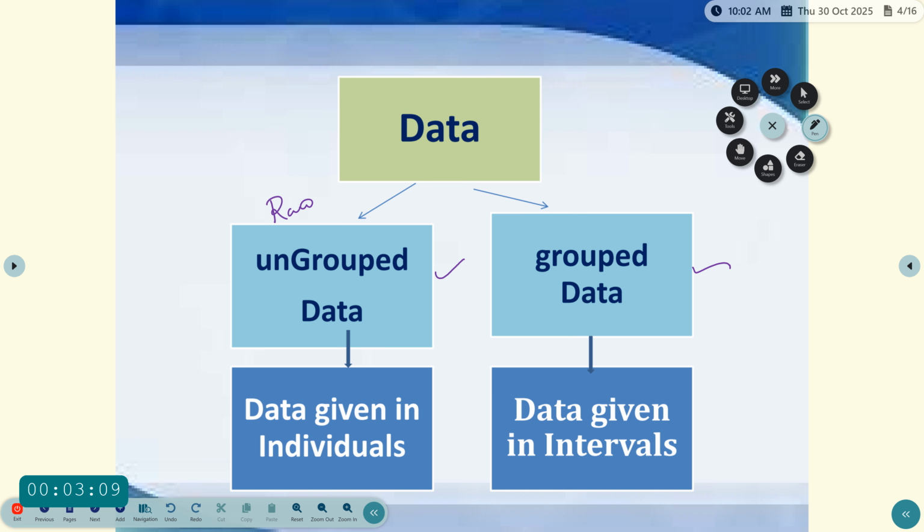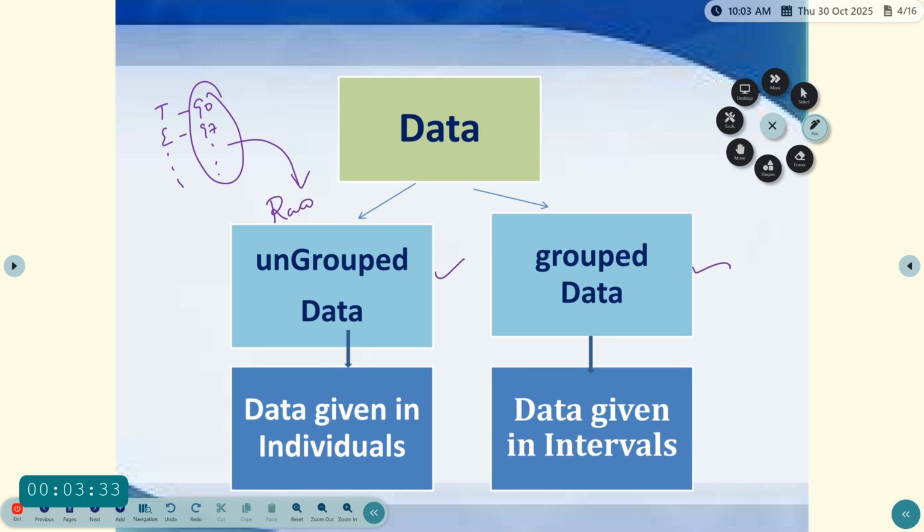What is meant by grouped data? The collected data is recorded after some modification by grouping. For example, if I collect the marks of a particular student in 12th standard: the Tamil mark is 90, the English mark is 97, and so on. I keep the data as it is. This is known as ungrouped data, without modifying.